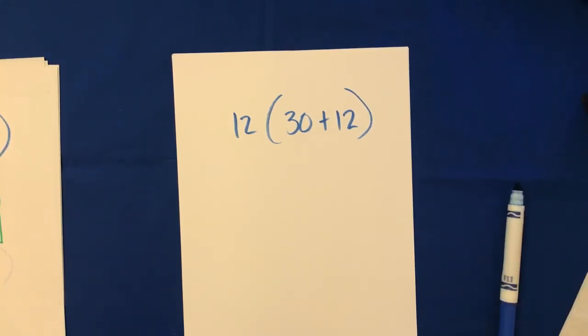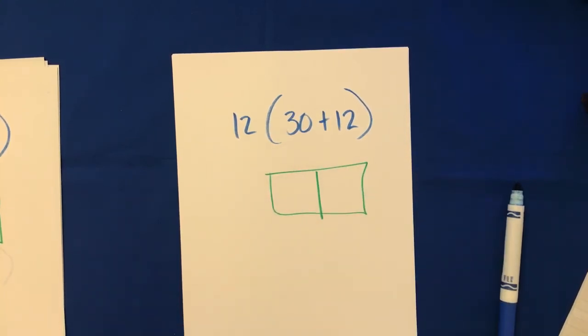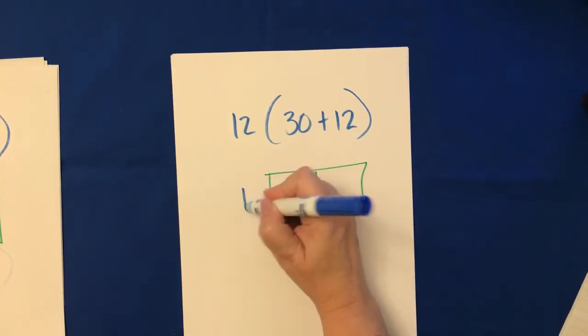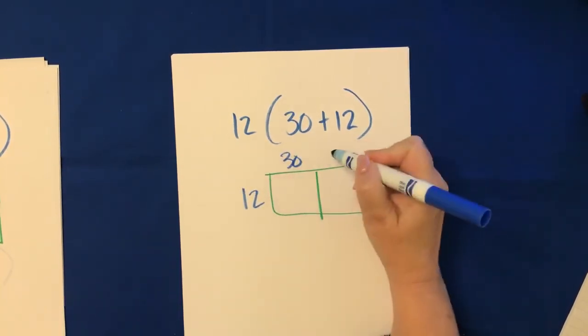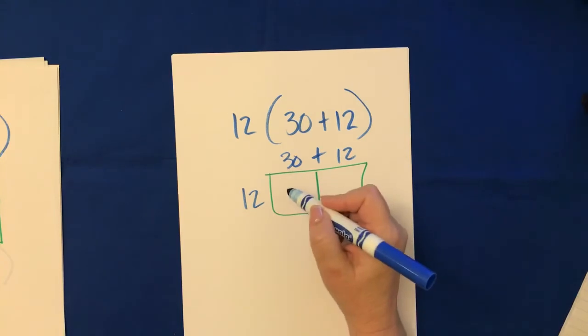So again, if you like using the area model, you can set it up using that. Pull your factors where they need to go. I see a 360 plus 144. And then I see a total of 504.